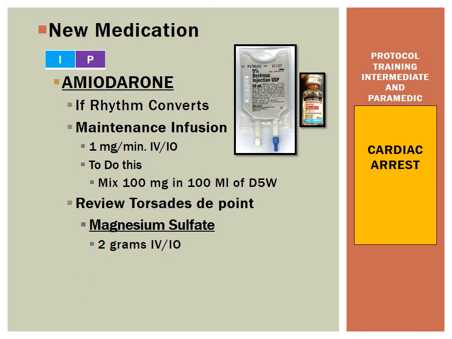Okay, so for our intermediate and paramedic providers, if amiodarone converts your patient's lethal rhythm, we need to hang a maintenance infusion. The dose of our amiodarone maintenance infusion is 1 milligram a minute. To do this, we will mix 100 milligrams of amiodarone in 100 milliliters of D5W. Remember, the amiodarone is coming in a concentration of 100 milligrams in 3 mLs, so 2 mLs will be 100 milligrams. And of course, remember, for reversing torsades de pointes, mag sulfate is our drug of choice, and that is at 2 grams IV-IO.